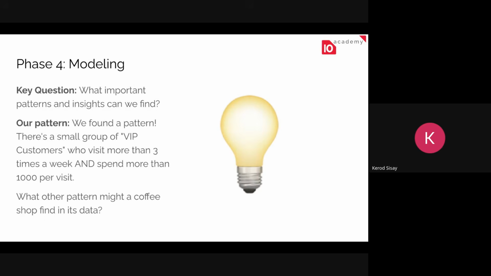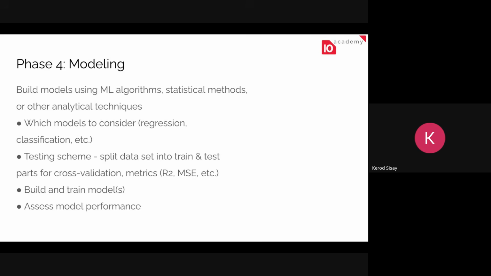There are different patterns that we might get. So we will find a pattern here. In modeling, we build models using ML algorithms, statistical models, or other analytical techniques. Which models to consider here? We might have regression or classification. You will see it in other courses. For testing, we will split the data into training and test parts for modeling, build and train the models, and also assess the model performance.